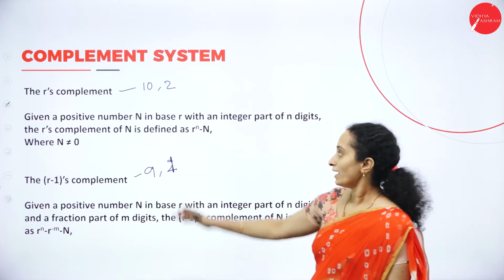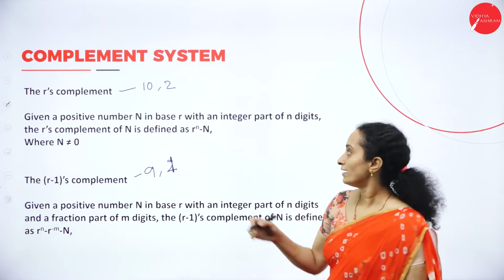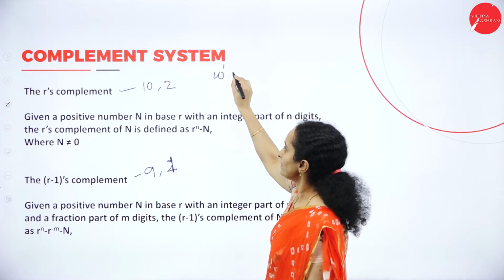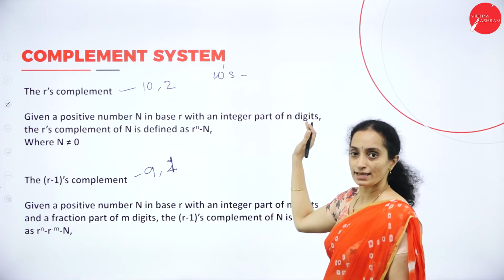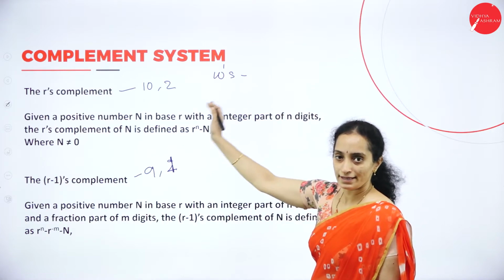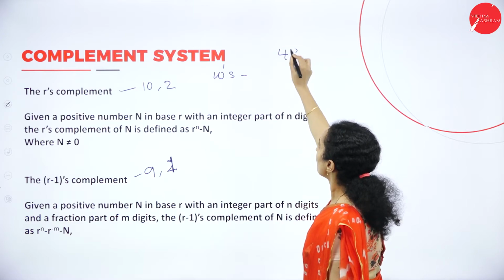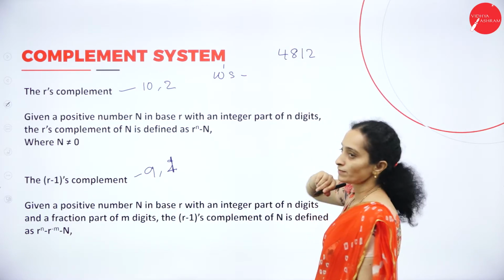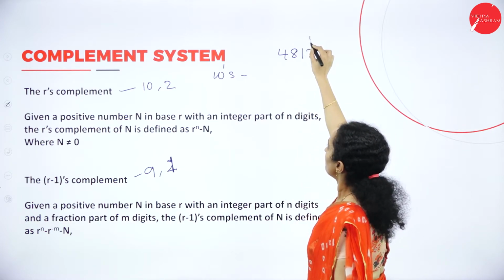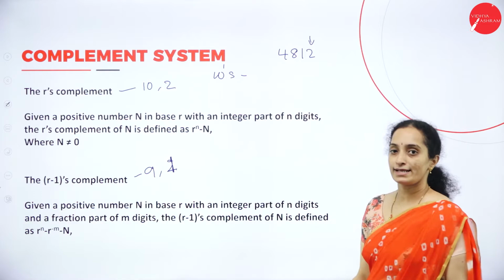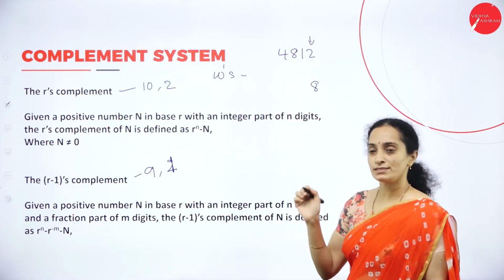Okay. You know about the methods of how to create the complement. In R's complement, if it is 10's complement, subtract the first LSB from 10 and the remaining from 9. Suppose you have the number 4812, how do you generate the 10's complement? Subtract the first LSB from 10, which will be 8, and subsequent numbers from 9.